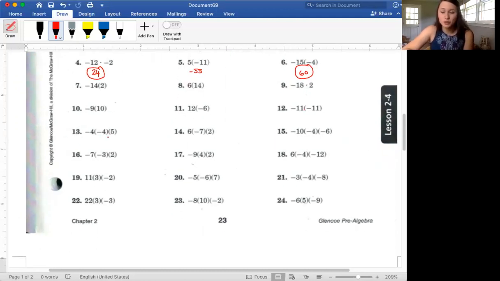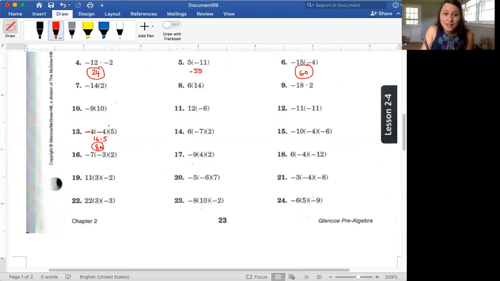All right, let's take a look at 13. If we have several numbers, more than two numbers we're multiplying, you're looking for pairs to come together to make that positive. So if I have two negatives here, they can pair up and become a positive, right? So -4 times -4 is +16. So this can become 16 times 5, which would be 80, and it's a positive 80.